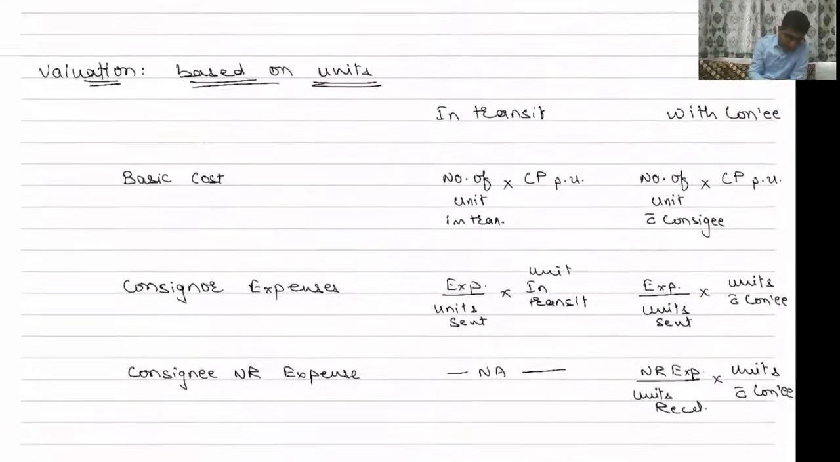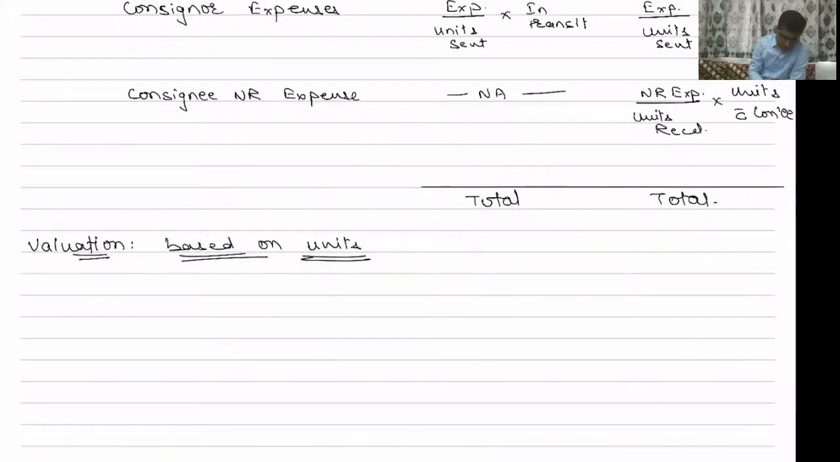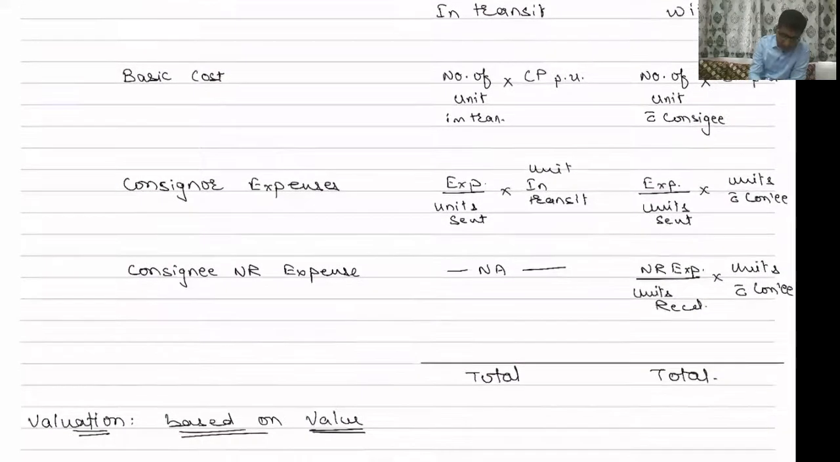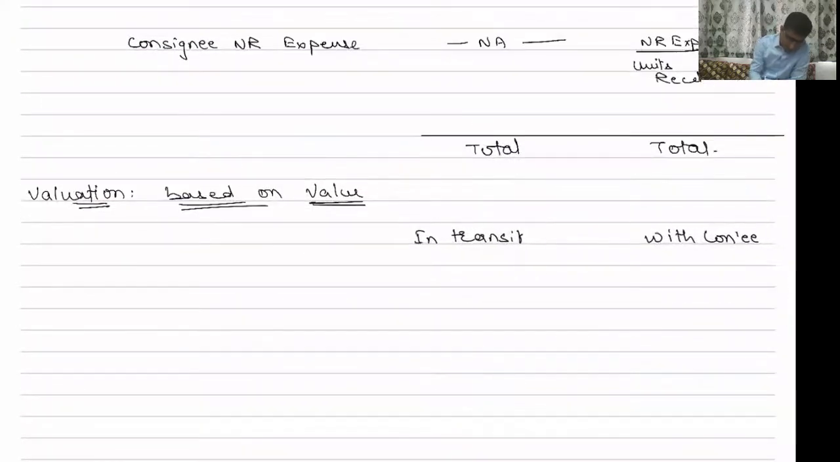Let's observe it now. If the valuation has to be done based on value, कि जब आपको डायरेक्ट गुड्स ऑफ 10 लाख रुपीज आर सेंट वगैरह वगैरह दिया होता है तो क्या करना है? Observe it. Again, in that also you'll be having goods in transit, goods with consignee. Basic cost will be what? Cost price of all goods into percentage in transit. Right?